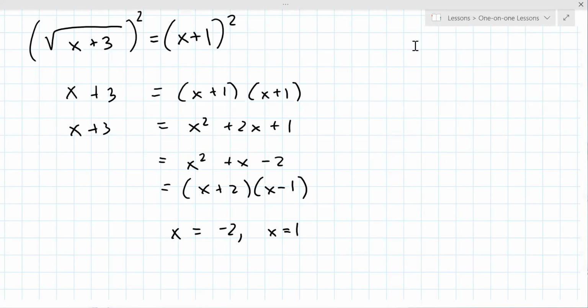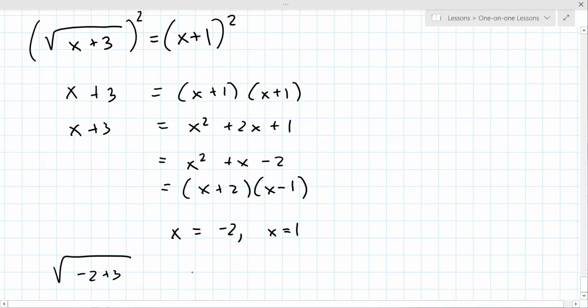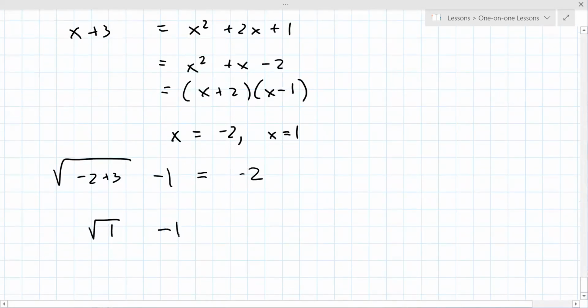Okay, I think -2 is extraneous. It is. So it's the square root of -2 plus 3. And you should go all the way back to the original. Minus 1, does that equal -2? So is the square root of 1 minus 1 equal to -2? Well, 1 minus 1 is 0. That does not equal -2.